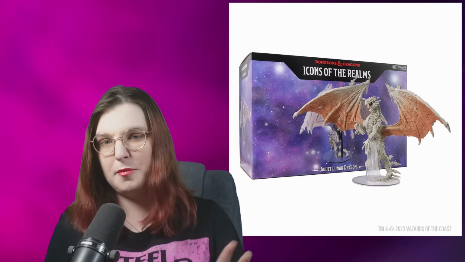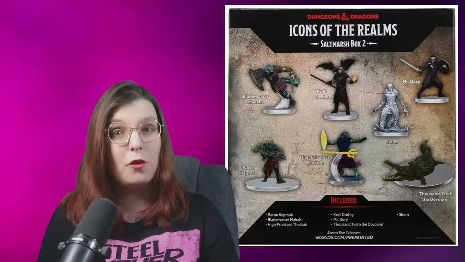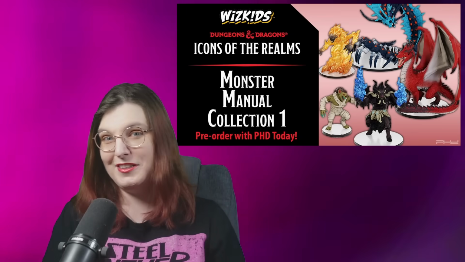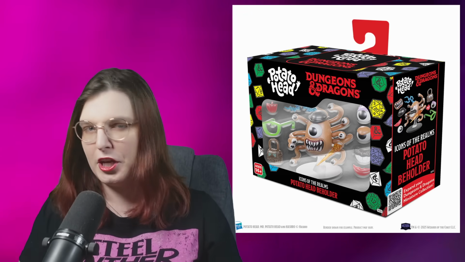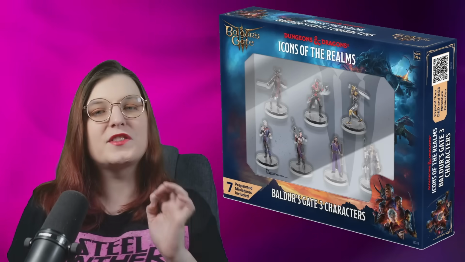Now, Icons of the Realm is a huge brand for Hasbro and Whiz Kids. It's a miniature line that features particularly iconic characters and monsters, and it is often tied into different D&D products and storylines, like the Saltmarsh book or even the Monster Manual. Now, Icons of the Realm gets sold in a couple of different ways. In this instance, what we were seeing was a box of 7 miniatures for $50, which is a pretty high price for only 7 miniatures.